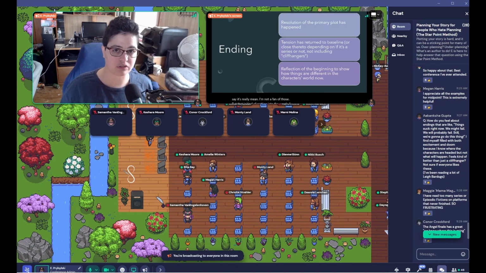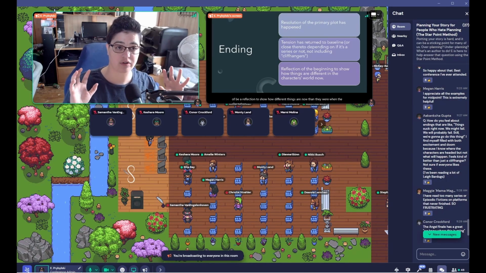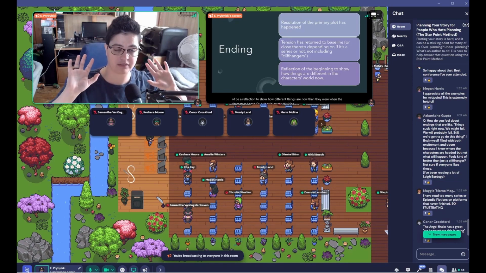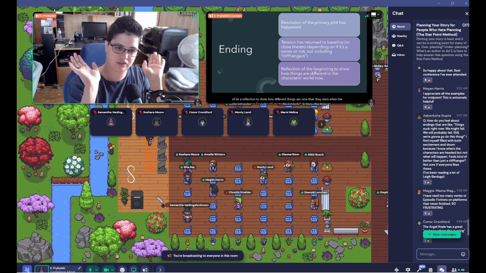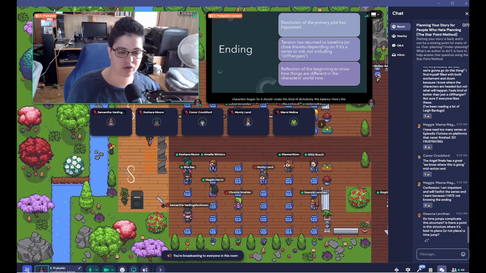So the ending should also be a reflection to show how different things are now than they were when the characters began. So it should create this kind of dichotomy, this balance. Here's the beginning, here's the end, here's how the end is different from the beginning. You don't have to lay it out that obviously, but that is essentially the function of the end.